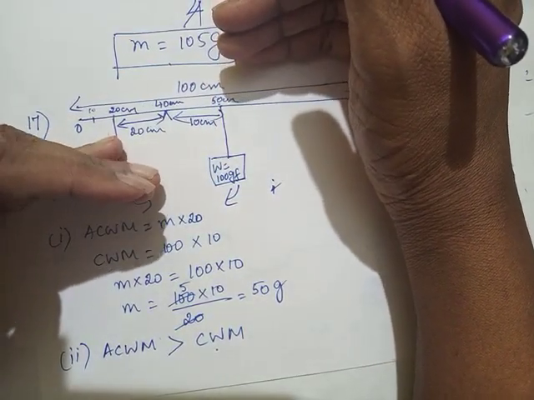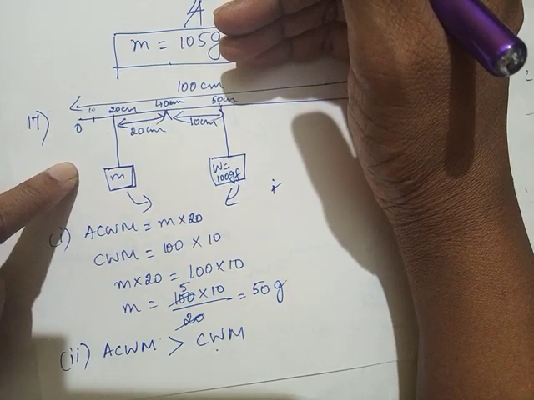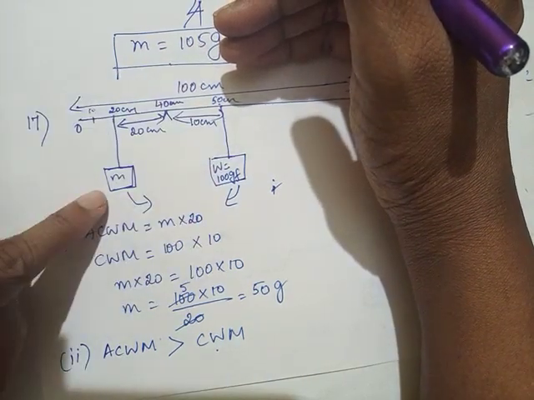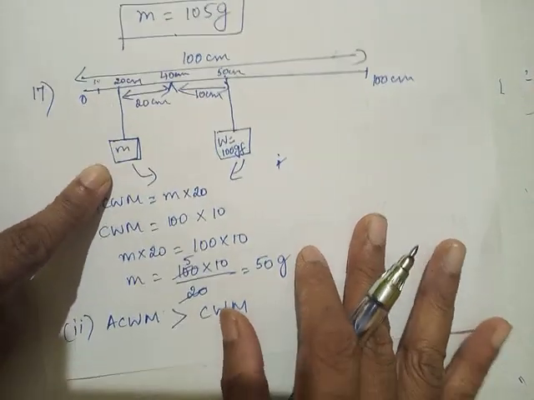So the answer is given. It will tilt on the side of mass M. It will bend on this side and will rise up on this side.